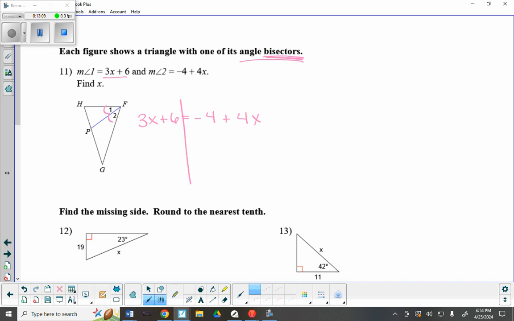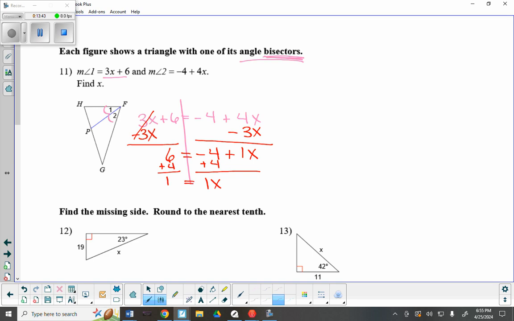So to solve that, we have to get the x's on the same side. It doesn't matter which side you pick. The smaller x term is a 3x, so let's subtract that from this side. And then we'll have to subtract it from the other side also. So you have 6 equals minus 4 plus 1x. Now the opposite of subtracting 4 is adding 4. So we have 1x equals 10. So x's value is 10. Or you could just write x equals 10.